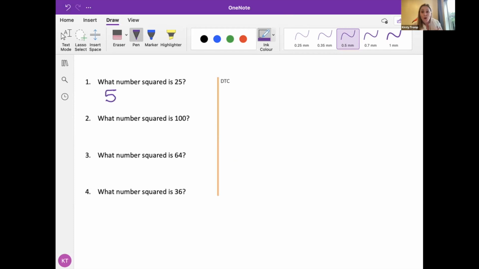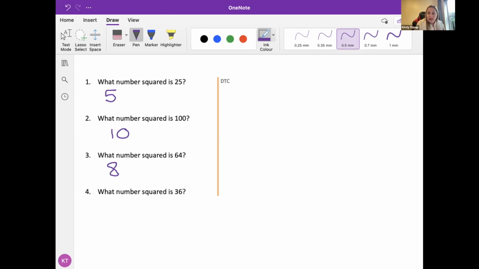Number 2, what number squared is 100? It's 10. Fantastic. What number squared is 64? I'm getting lots of answers now. Thank you everybody for participating. I see Matthew, thank you for letting me know your name. So what number squared is 64, guys? Yes, great, 8. 8 times 8 does give me 64.